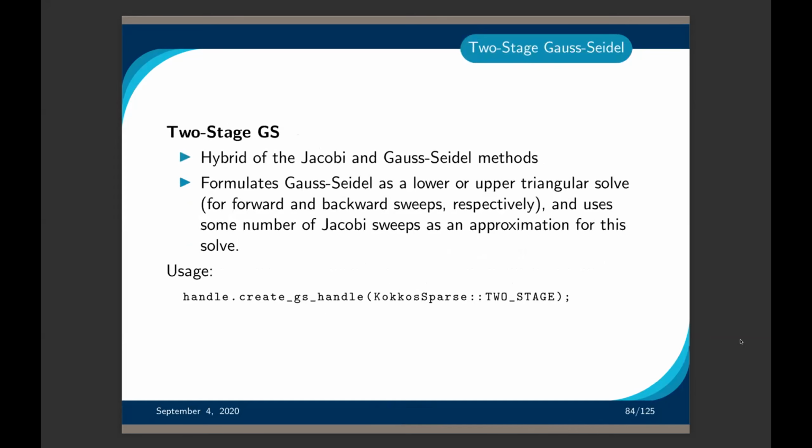And then two-stage Gauss-Seidel is quite a bit different. It's some new work that came out of NREL and the ExaWind project. It's a hybrid between the Gauss-Seidel and Jacobi methods. So they formulate Gauss-Seidel as a lower or upper triangular solve, depending on which direction the sweeps are in. And then it uses Jacobi sweeps to approximate this triangular solve. So you just use the two-stage enum, and everything else is the same. And it doesn't use any coloring or anything. It just uses this hybrid preconditioner.